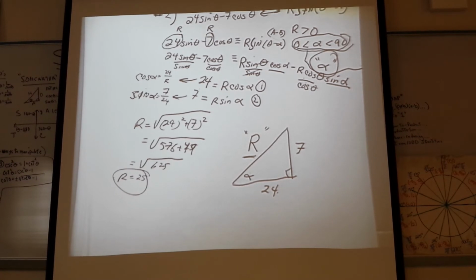Yeah, that's why it's triple. Yeah, it's a whole. 3, 4, 5. 6, 8, 10 isn't because I can divide everything by 2. Okay? All right.